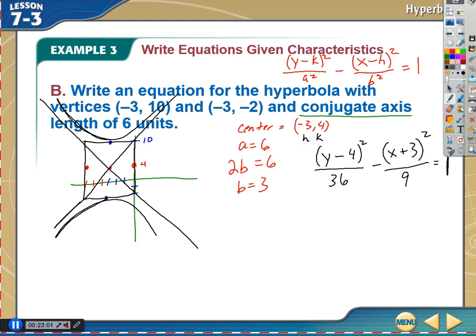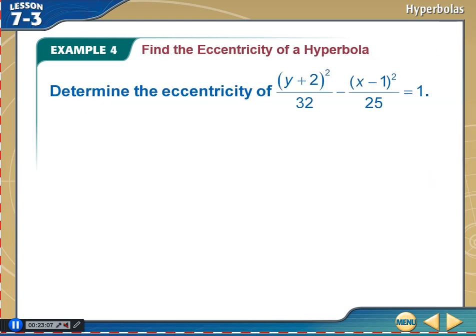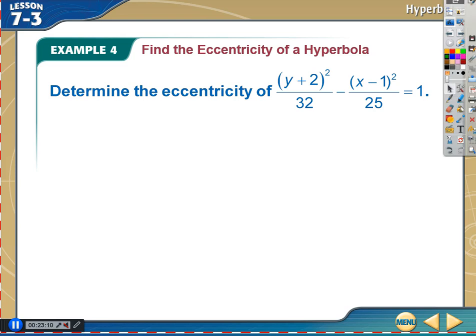Cool. The last little problem we have on our list is to determine the eccentricity. You gotta remember that eccentricity, e, is equal to c over a. So I need to find out what c is and what a is. Again, remember when you see the minus sign here and it's a hyperbola, a is no longer the biggest one, it's the first one. So there's my a squared, so a is equal to the square root of 32.